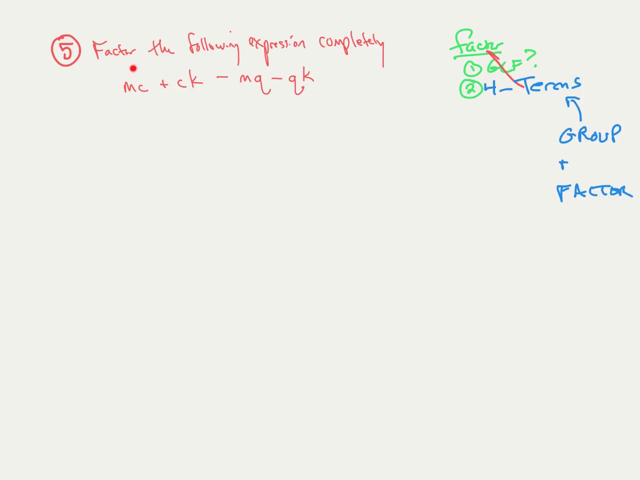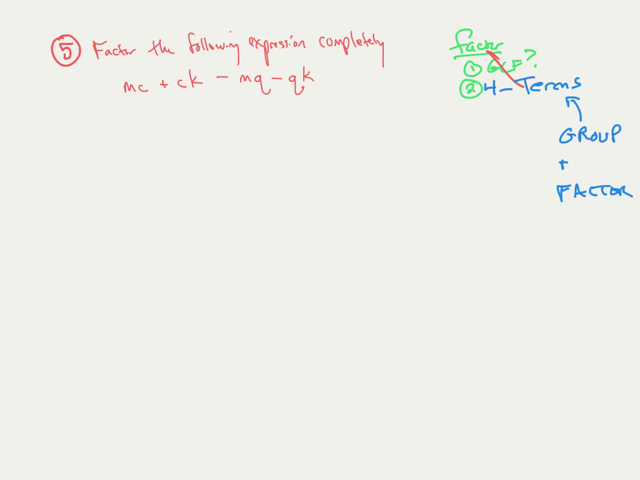So if we consider grouping these first 2, MC and CK, hopefully you can recognize that we could factor a C out of both of those. If we group the third and the fourth terms, we could take a Q out of both of those. And that's actually what we want to do. We're just going to group them into pairs that have something in common.